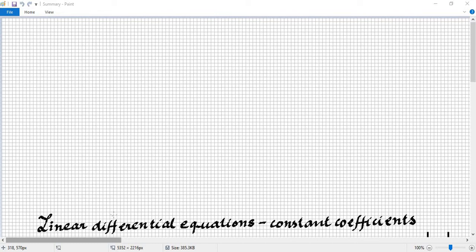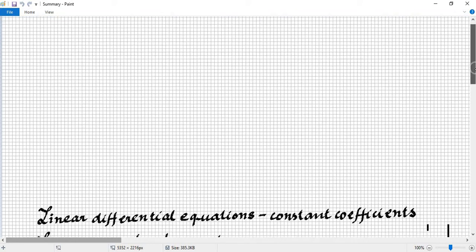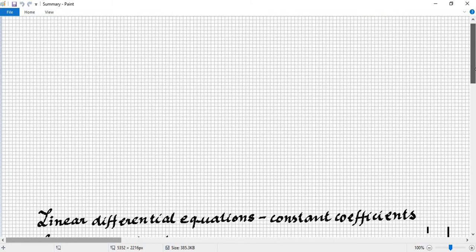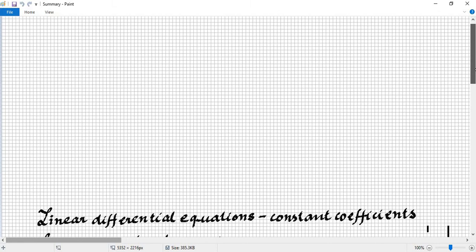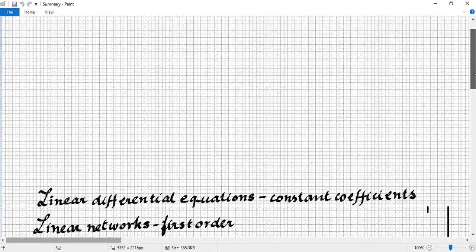In this class, I will summarize the previous two lectures and will list the key terms which we came across during these two lectures. In the last class, we discussed some techniques for the solution of the simplest forms of linear differential equations with constant coefficients, which describe linear networks of the first order.